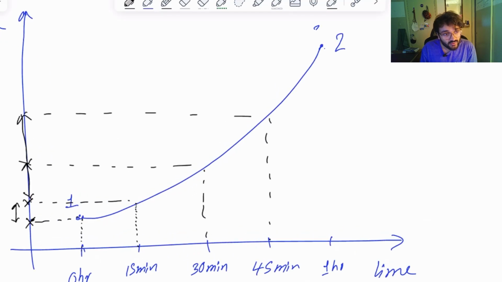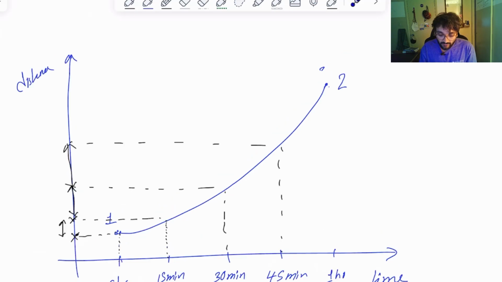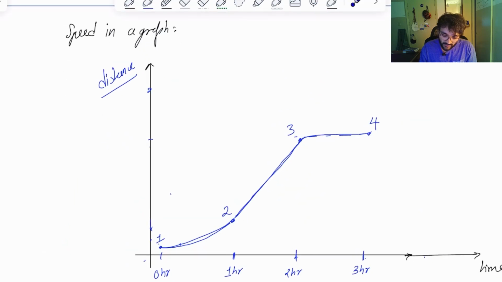Okay. So as you can see here, one thing is clear: with every 15 minutes, it's traveling more and more distance, right? So for the first 15 minutes, it traveled that much. For the next 15 minutes, it traveled that much. For the next 15 minutes, it traveled slightly more. And for the last 15 minutes, it traveled this much. So this is a case where the speed is increasing. So let me just write that down here. Increasing speed.